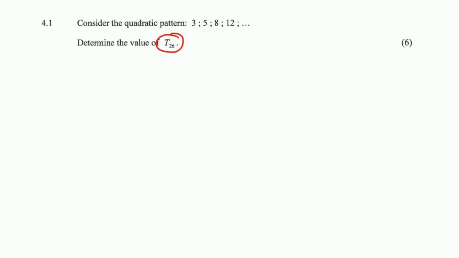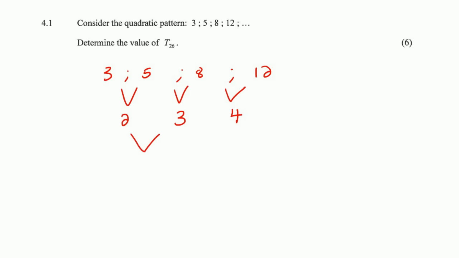Determine the value of term 26. Okay, so it doesn't get any easier than this. Sure, for 6 marks, this is easy, guys, because we know how quadratic patterns work. So we know that that difference is 2, that difference is 3, and that difference is 4. Then we go down one more layer. There we go, and there we go.